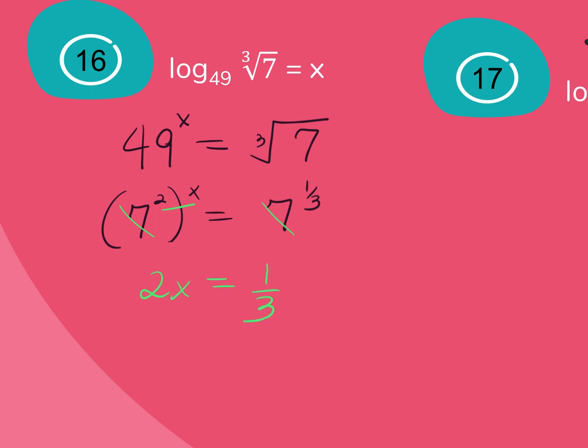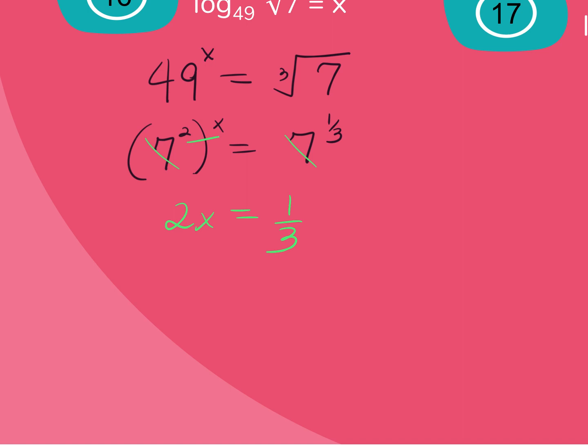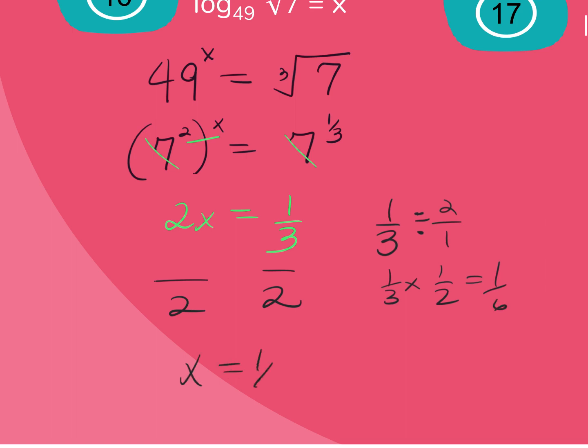We need to solve for x. So you can do this two ways. You can either know that you're dividing both sides by 2. So what we're doing is 1/3, we're dividing 1/3 by 2 over 1. Keep, change, flip. So the answer here for x is 1/6.